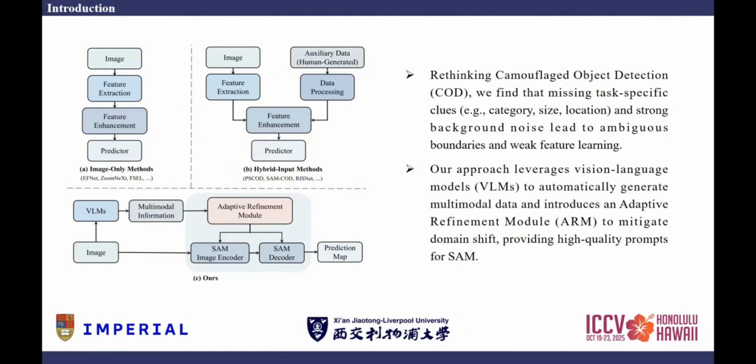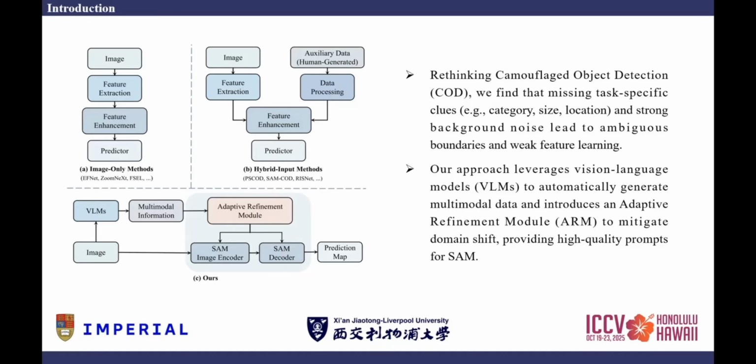When we rethink camouflage object detection, we notice two main challenges. First, the model often lacks task-specific clues, like the category, the size, or the location of the object. Second, there is usually strong background noise, which makes the object boundaries unclear and the feature learning quite weak.